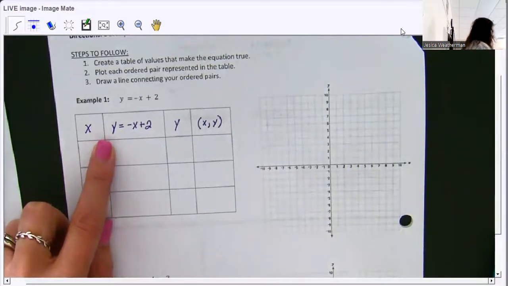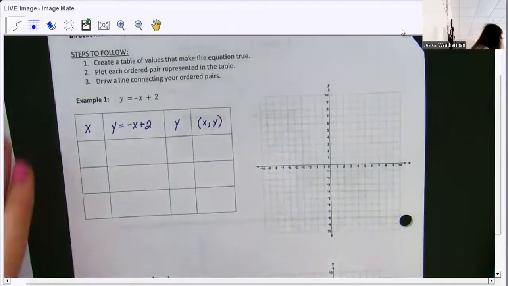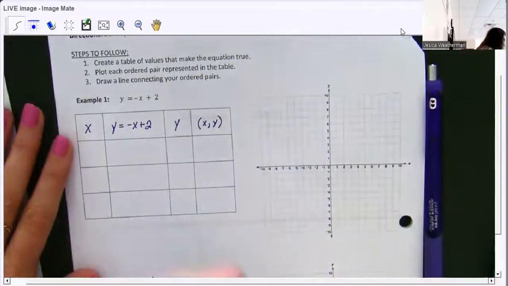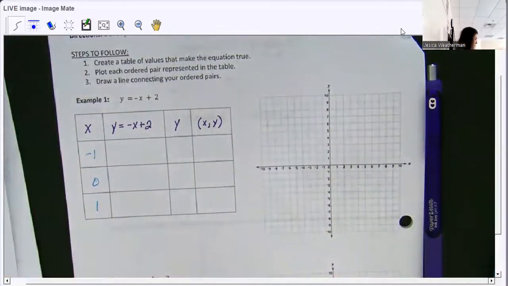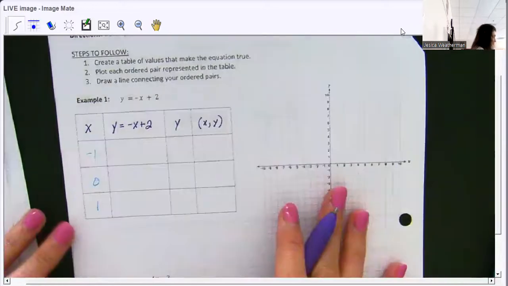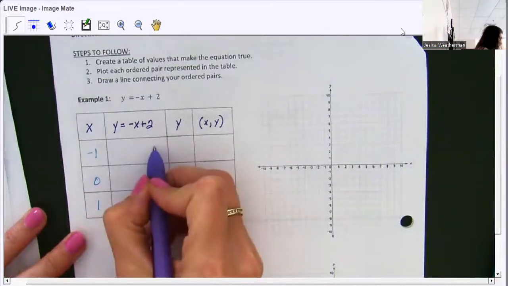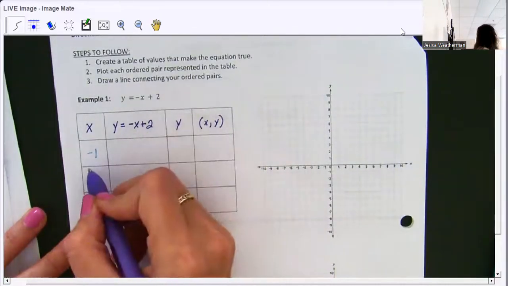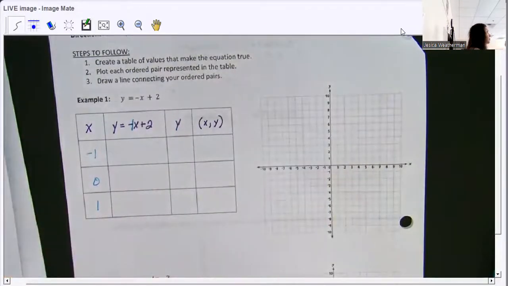That's all that is. So whenever you're doing your homework, you're most likely going to be asked to create a table. And it's always good to have a negative, a 0, and a positive. So we're going to make this pretty simple. We're going to put in for X -1, 0, and 1. Now, the way we're going to solve these is we're going to rewrite the equation in this box right here, but we're going to substitute X with the -1. But don't forget that this negative X right here is a -1X. So really you're multiplying -1 times whatever X is.